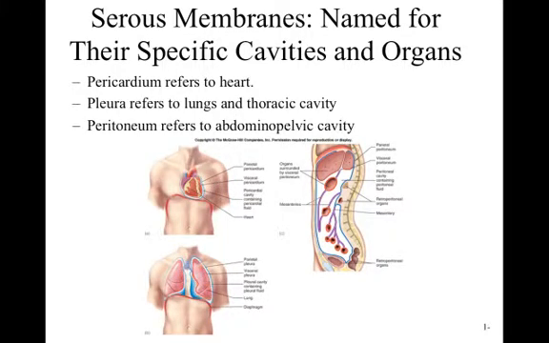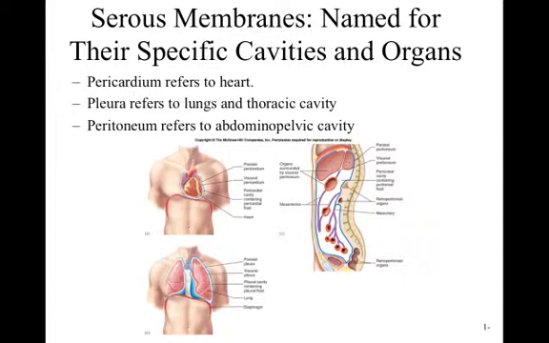The pericardium refers to the heart. So there's a membrane that goes around the heart. There's a visceral pericardium and there's a parietal pericardium. Remember, where would the visceral pericardium be? The inside one, the one that's actually touching the heart wall. And then the parietal is outside, and there's some fluid in between so that when the heart beats, there's not going to be any friction between those membranes.